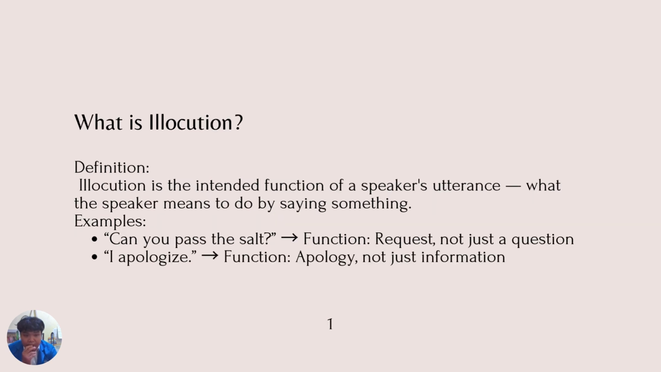Next is what is illocution. This is the next material that I'm going to present. The definition of illocution is the intended function of a speaker's utterance. What the speaker means to do by saying something. The example is, can you pass the salt? In this case, the function is a request, not a question. Second example is, I apologize. The function is apology, not just information.